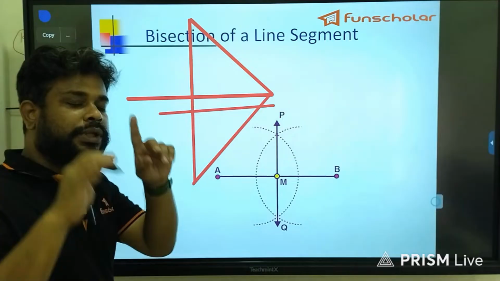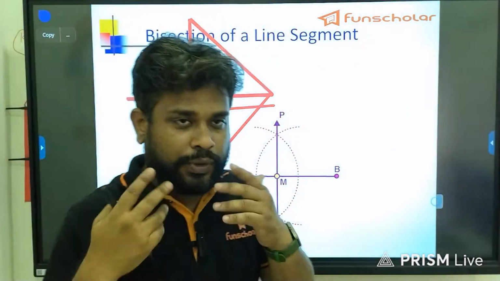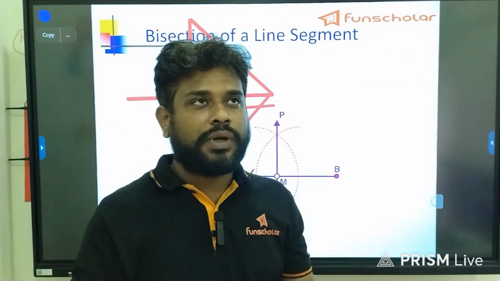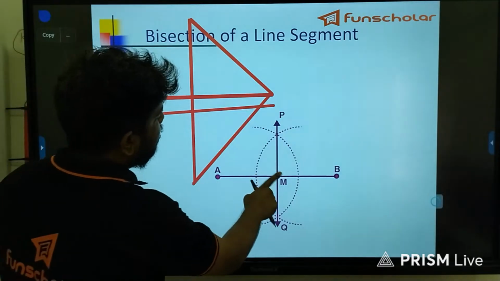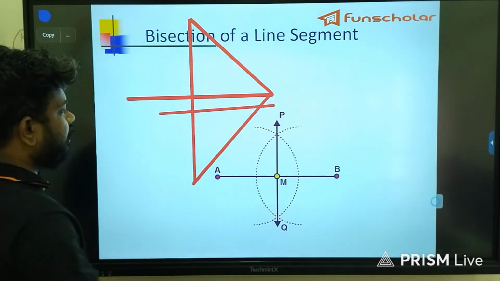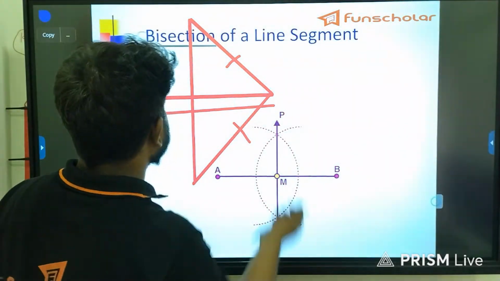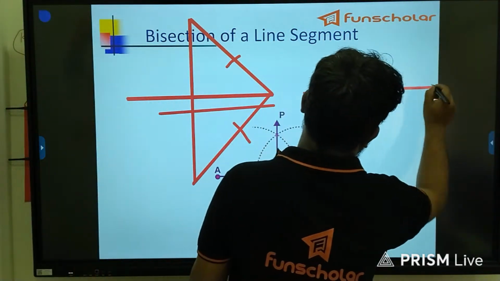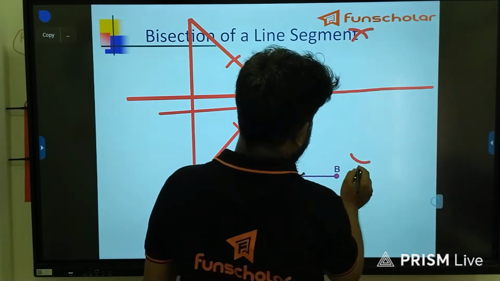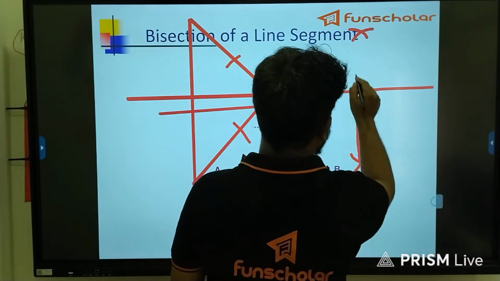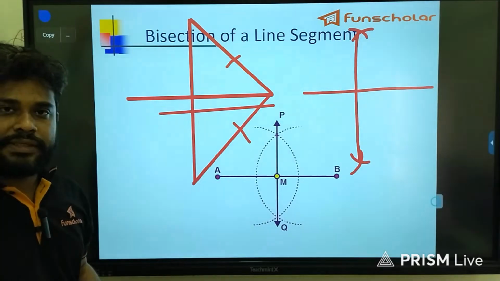I have done it using just my hands, but if you try to do this with the ruler and the compass, you will get an equal image like this. Maybe these two parts have been joined, but you don't have to join these two parts. Just draw it like this and take the measurement from here and here, and you will end up getting the bisection of the line segment.